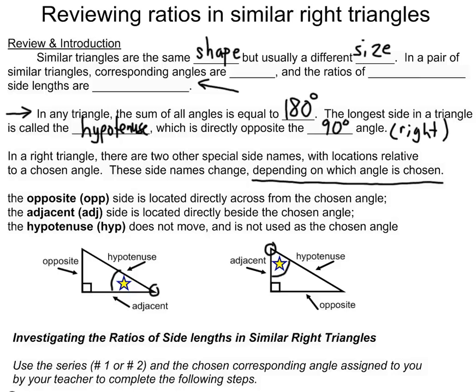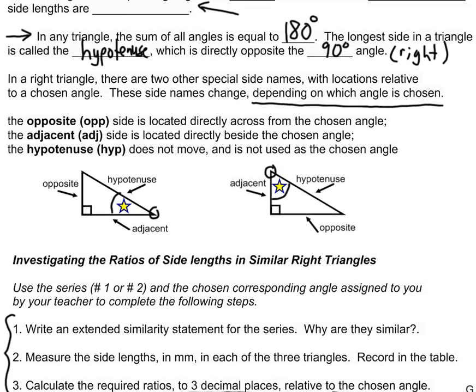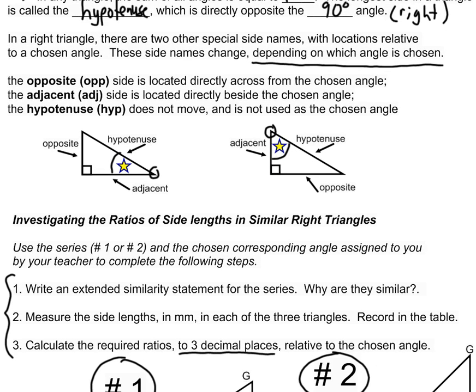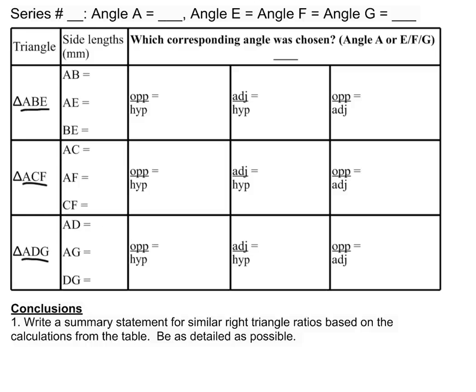All right, so when you go through your investigation, you need to know how to locate and label the opposite and adjacent sides. Otherwise, it's pretty straightforward. Measure your side lengths, calculate your ratios, make sure you choose for your series. Let's say you choose series number 1, measure your angle A, and then the other top angle EFG. They're corresponding angles. They're going to be equal. Measure them in degrees, and then just indicate which corresponding angle was chosen.